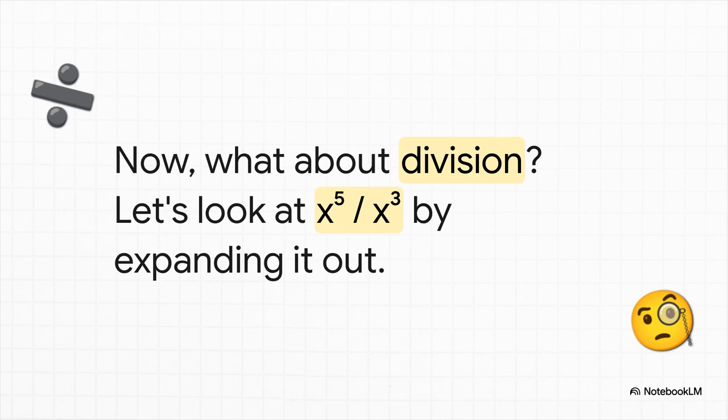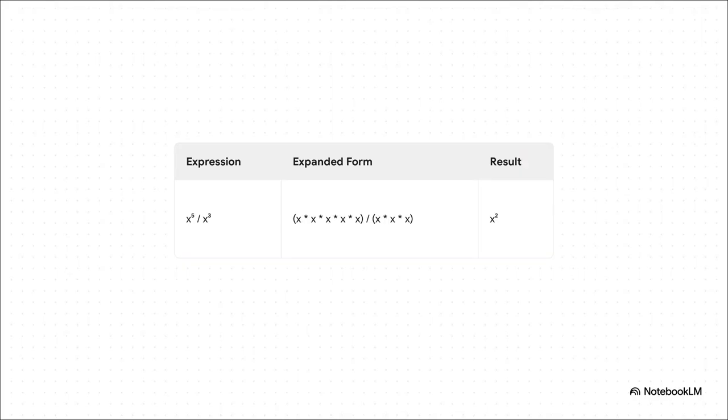Okay, so that's multiplication. What about division? Let's try x to the 5th divided by x to the 3rd. And again, let's forget the rules for a second and just expand it out to see what's really going on. So if you picture this as a fraction, you got 5 x's on top and 3 x's on the bottom. Now, we know any number divided by itself is just 1, right?